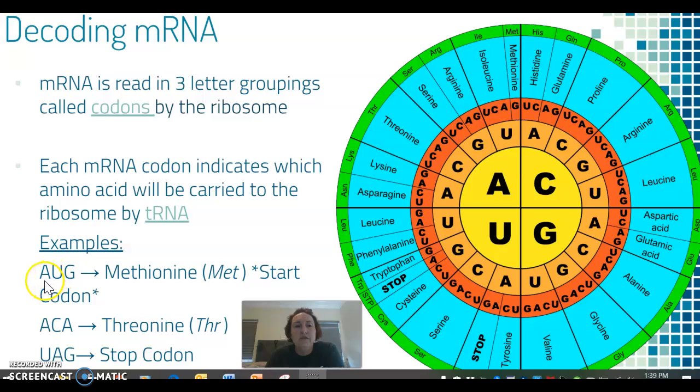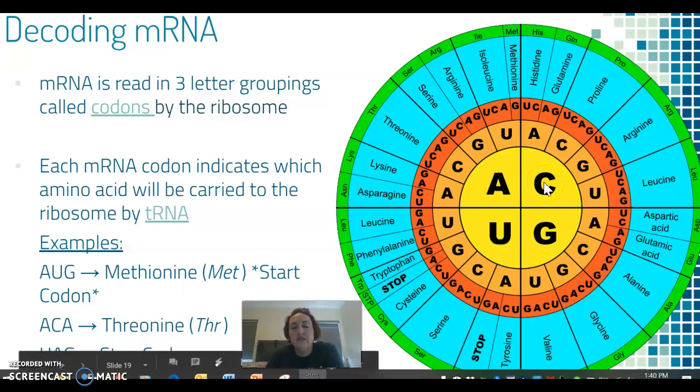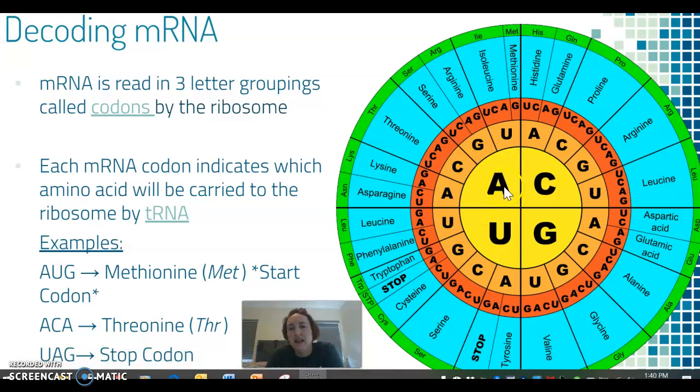If we were to look up the first three letters, remember those three letters are called a codon. If we look up these first three letters, A, U, G, on this chart, I'm going to show you how to read this. We start in the middle. Our first letter is A, so see where my pointer is, where the big yellow A is right here. This is where we're going to start. That means it's going to be in this quarter of the circle here.